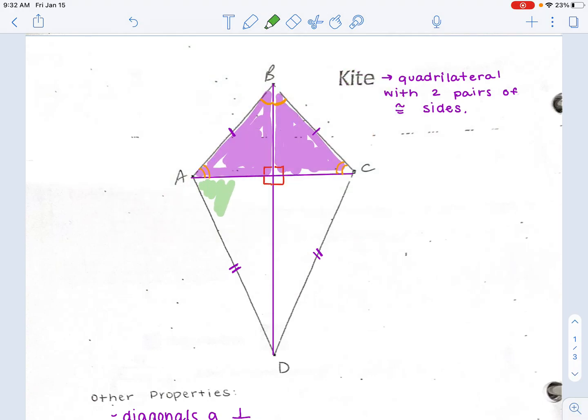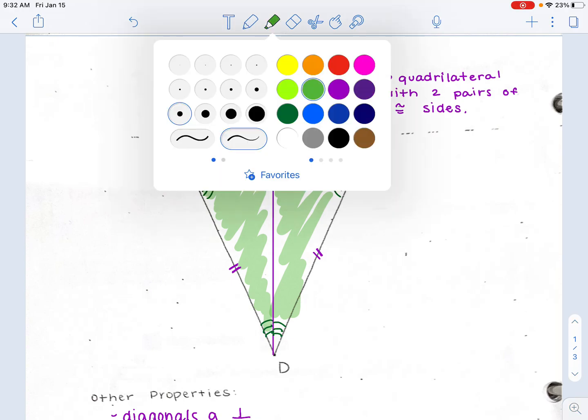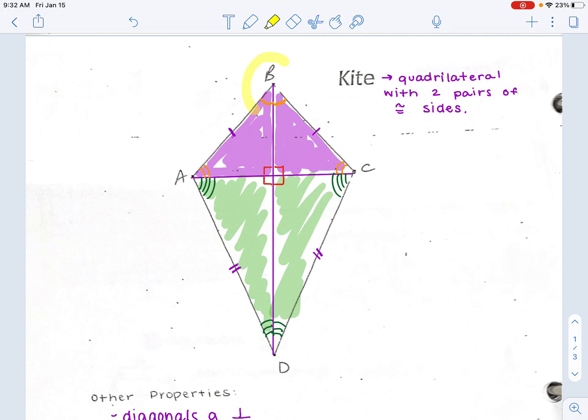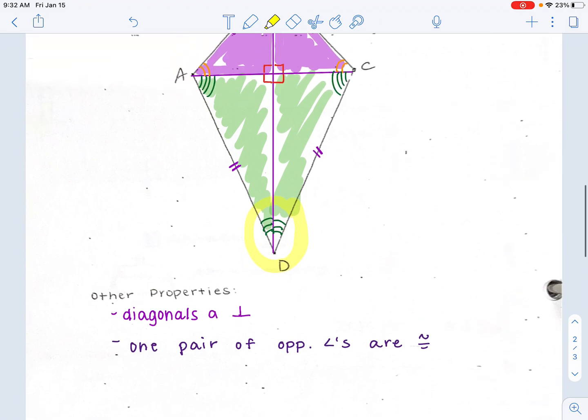However, we also have these two congruent triangles down here, which will show us that this angle and this angle are going to be the same, and these two angles are going to be the same. So you can notice here, not all of our angles are being cut in half. The only angles that are being cut in half are angle B and angle D, because on either side of that diagonal, they're the exact same measurement. A and C don't have the same measurements.